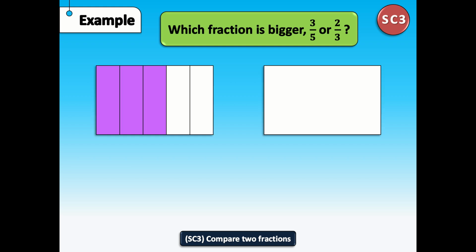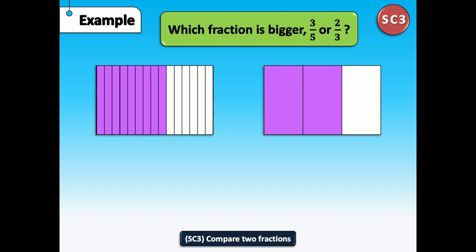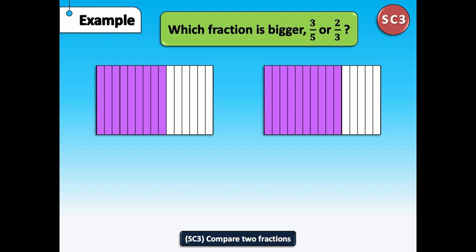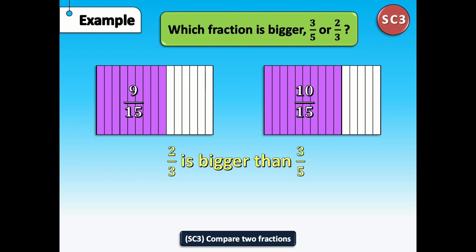So if we think about them in diagrams, there's 3/5 and there's 2/3. If I cut them both into 15ths, into 15 equal parts, we can see we've got 9 out of 15 shaded in this first shape and 10/15ths shaded in the second shape. So that means that 2/3 is bigger than 3/5 because 2/3 is equivalent to 10/15ths and 3/5 is equivalent to 9/15ths, and 10/15ths is bigger than 9/15ths.